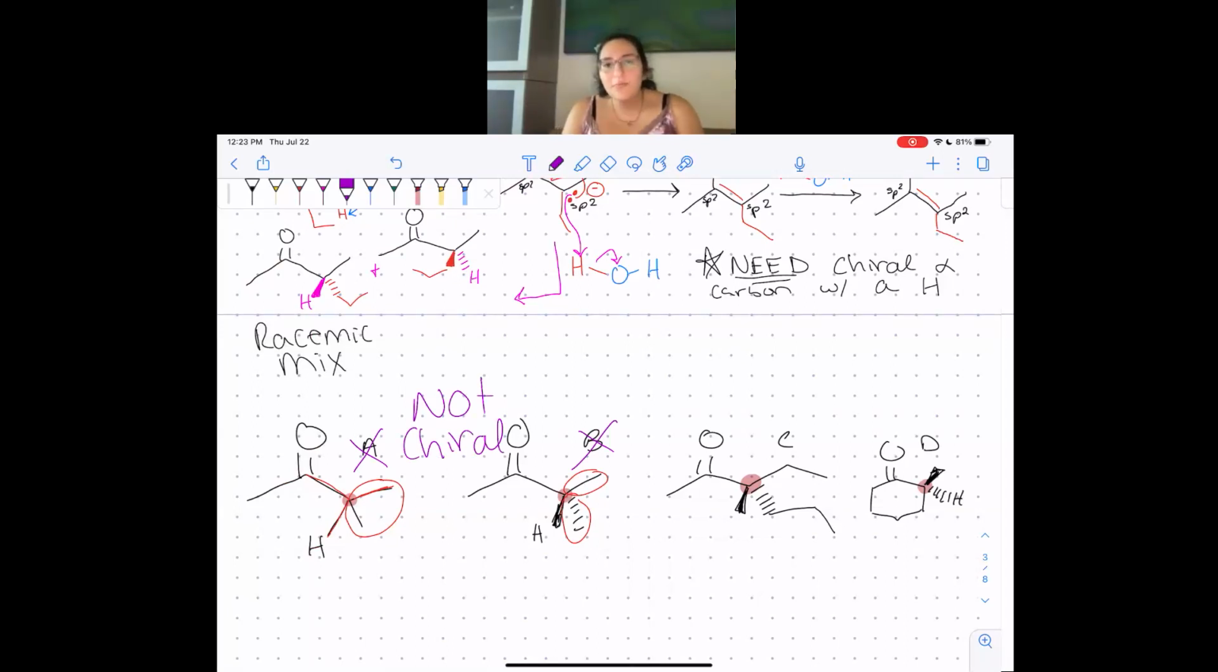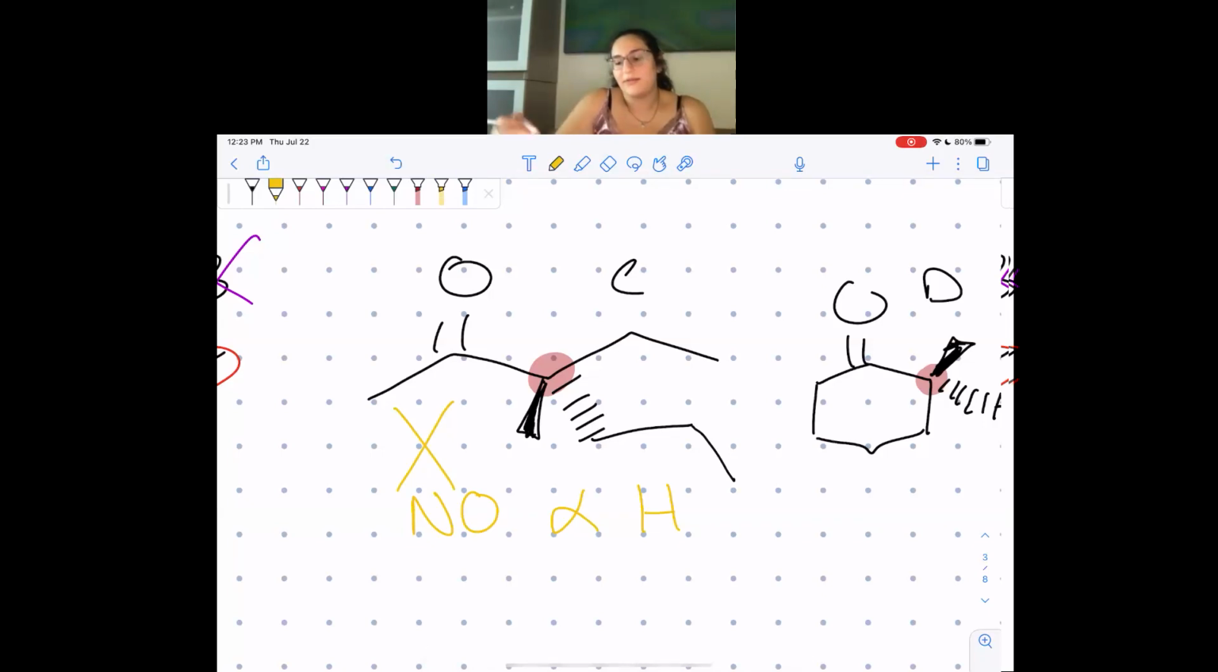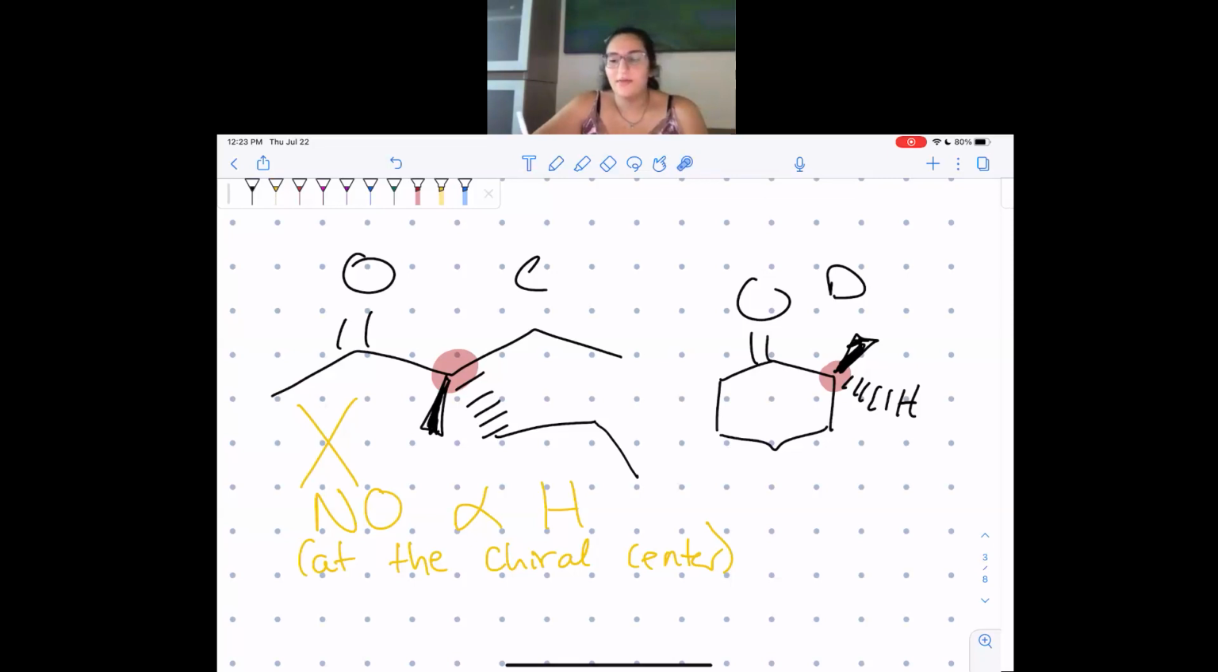C and D are chiral, but you can't forget this second half with a hydrogen. Does C have an alpha hydrogen? No, it does not. So this cannot undergo a racemization because there's no alpha hydrogen at the chiral center. This last one, however, we have 1, 2, 3, 4 different groups. So it's chiral. We have a hydrogen. So D is the only one that can undergo racemization.